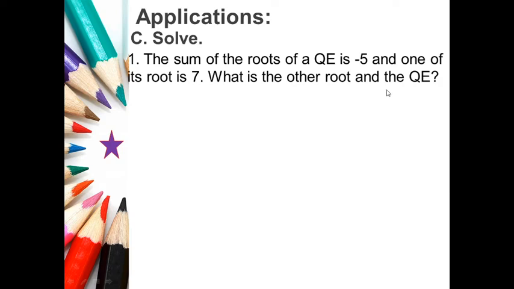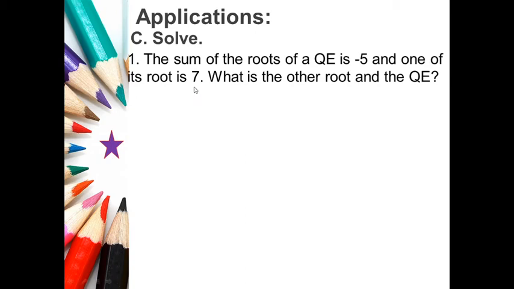So, since kailangan natin na i-determine yung quadratic equation wherein the sum of the roots of that quadratic equation is negative 5, and we only know one root of the equation, which is 7. So, kailangan muna nating ma-determine kung ano yung isa pang root so that we can identify the product. Okay? Take note, ang pattern natin to write the quadratic equation is x squared minus the sum of the roots x plus the product. Meron na tayong sum, kaya lang wala tayong product. So, we need to identify first the other root.